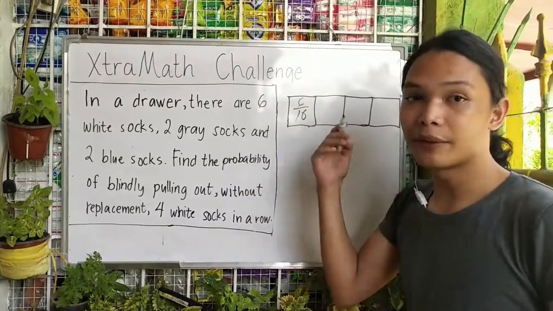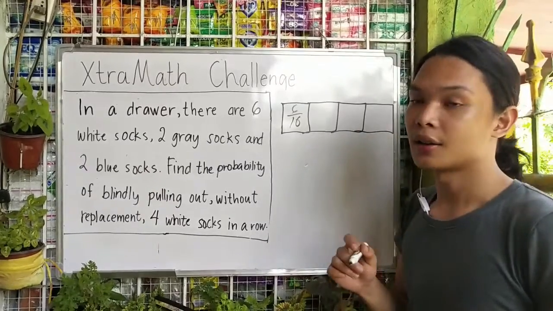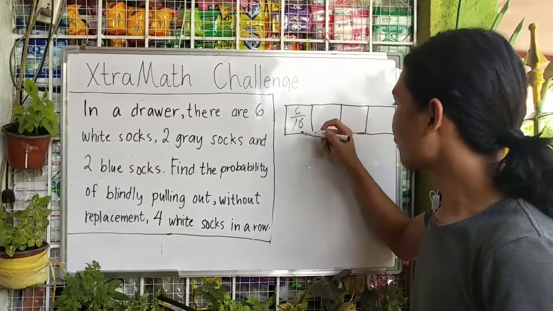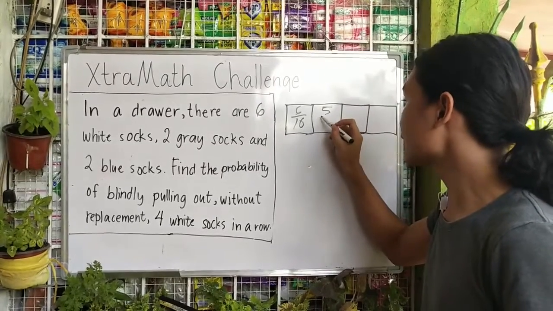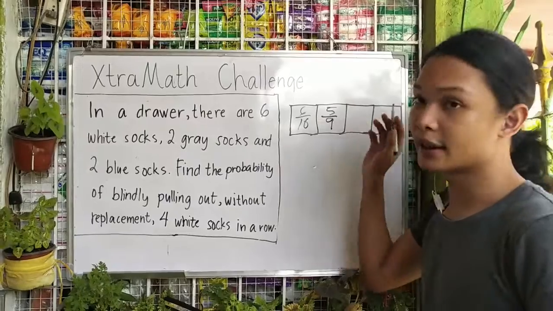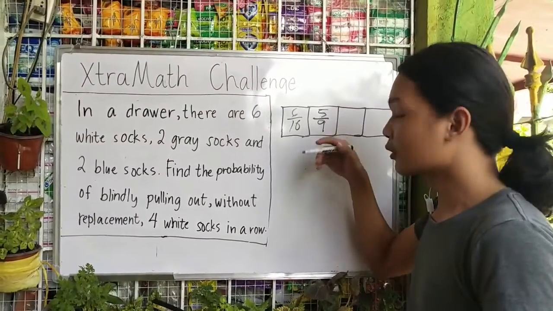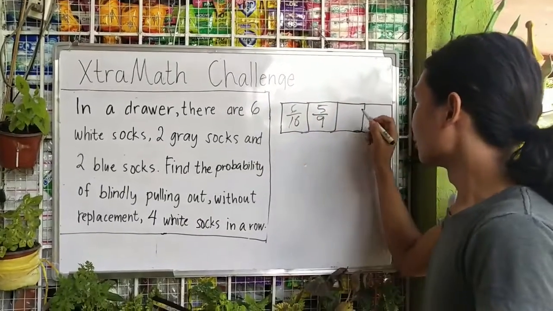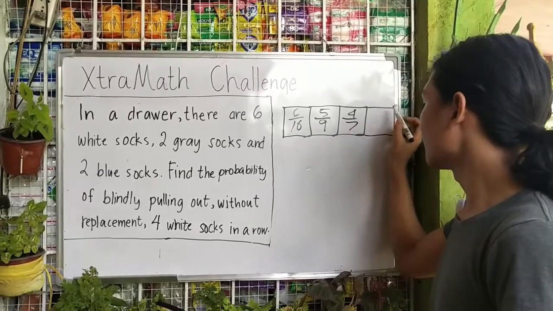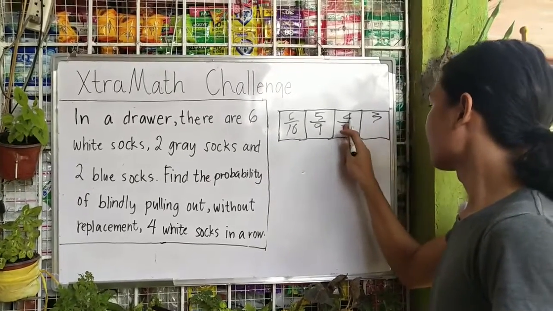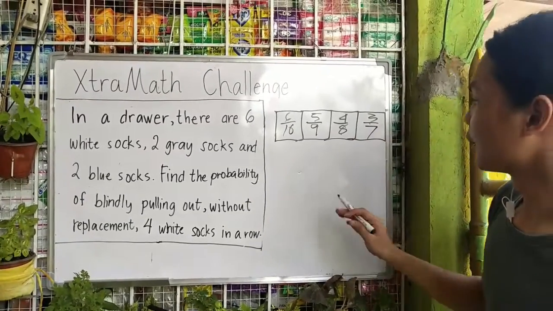And since we have now pulled out a white sock in our first attempt, we now have a probability of pulling a white sock of 5/9 in the second attempt. And since we have now pulled out 2 socks, we subtract 2 from the first, so we now have 4/8, and so on and so on.